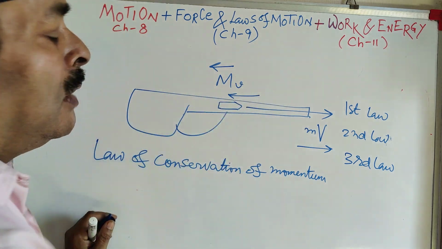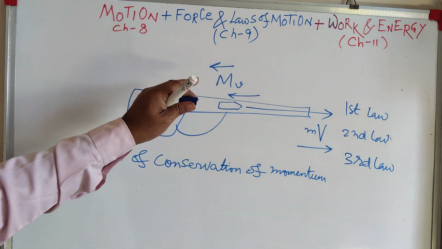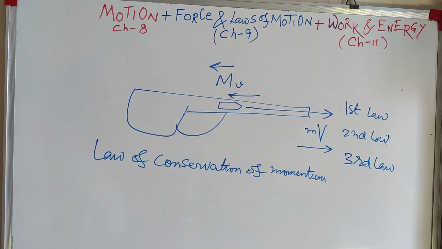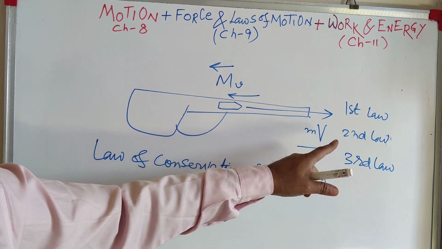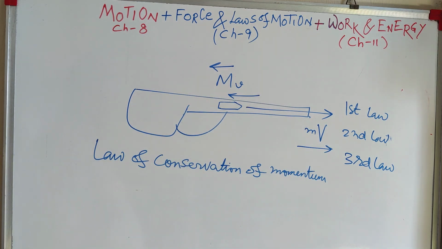Before, the total momentum was 0, and after the fire is done, the total momentum also remains 0. That means every action has an equal and opposite reaction. That's why the law of conservation of momentum concept comes forward. Understood? So this is the consideration of the reaction. The third law of motion talks about there being a reaction for every action. So the first law talks about force and inertia, the second law gives the formula of force, and the third law talks about action and reaction.